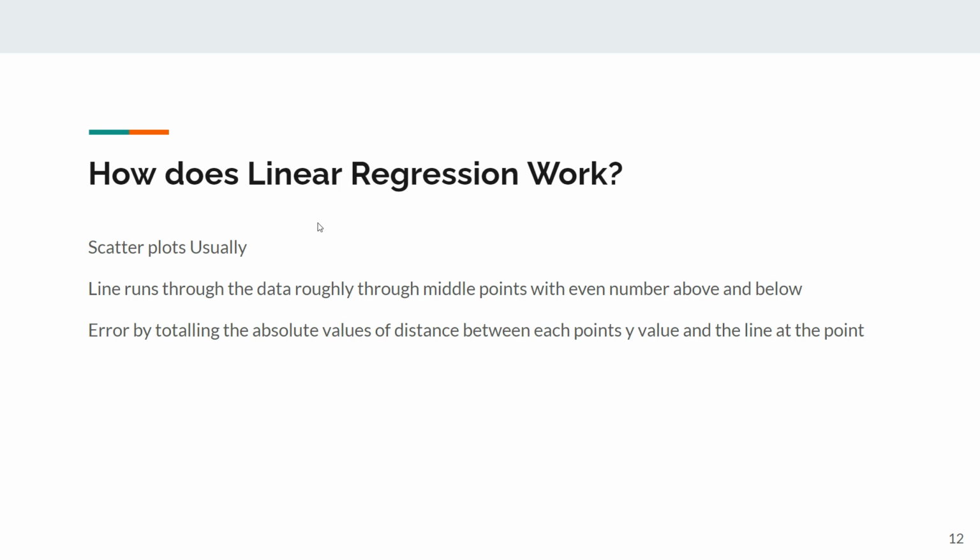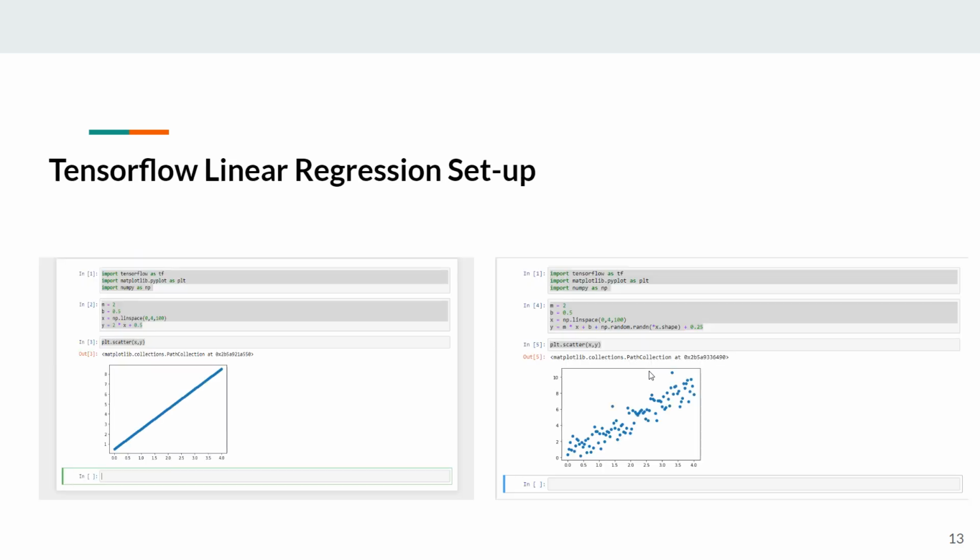How does linear regression work? Scatter plots usually have one axis relying on the other axis, with the x-axis usually being the independent one. Then the line runs roughly through the middle of the data points with even numbers above and below, and the error is calculated by totaling the absolute values of the distance between each point's y value and the line at that point. Like I said, we're going to go over this a little bit more, but these are the biases and the intercept points.